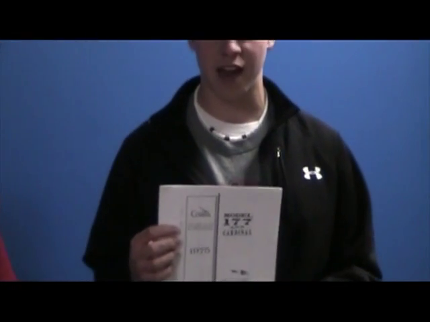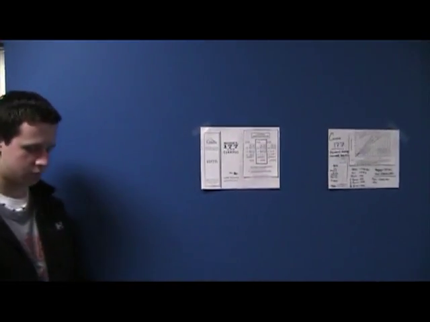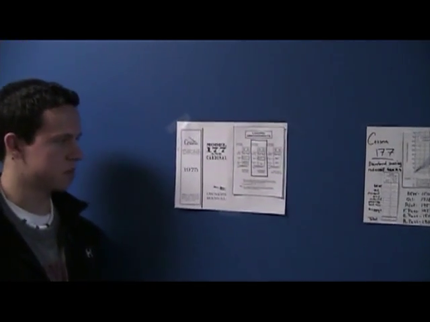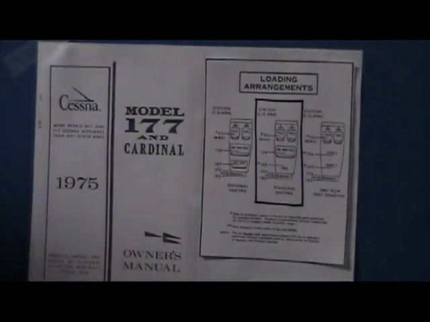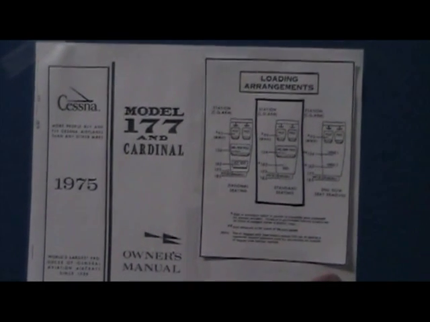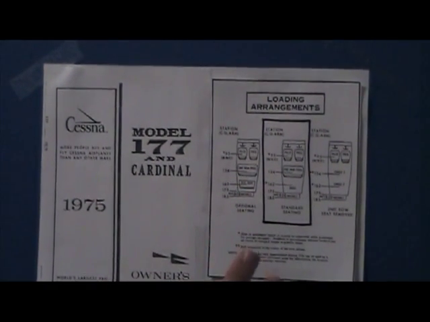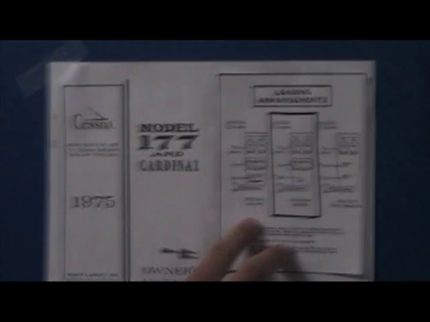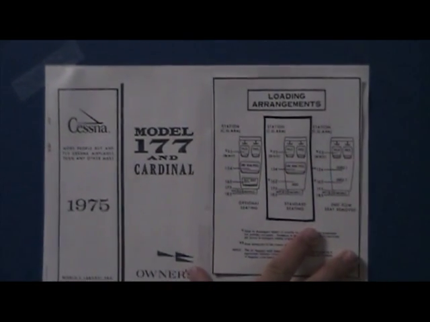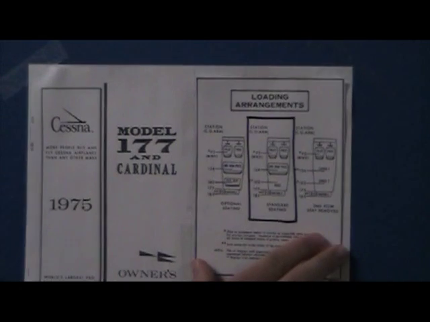In order to do this section of the video, you must first acquire a Cessna 177 Owner's Manual packet, which can be acquired from your teacher. This is the first page of the Cessna 177 Owner's Manual packet. The second page is the loading arrangement configurations for the aircraft. There are 3 options: the optional seating option, the standard seating option, and the second row seat removed option.